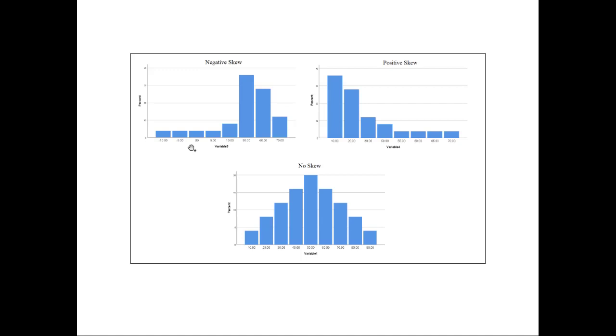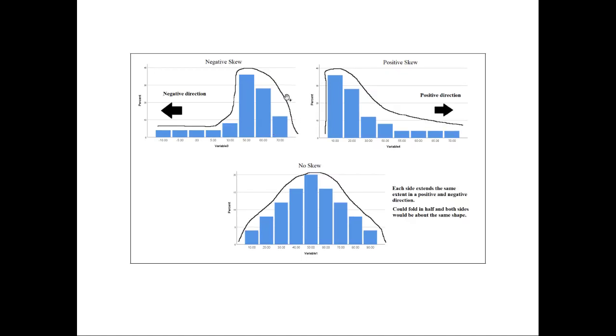This is an example of a bar graph with a negative skew, as the left side of the graph extends much further than the right side of the graph. Here is a drawing I made on the top. As you can see, the left side is extending much further than the right side. It is extending into a negative direction, hence a negative skew.